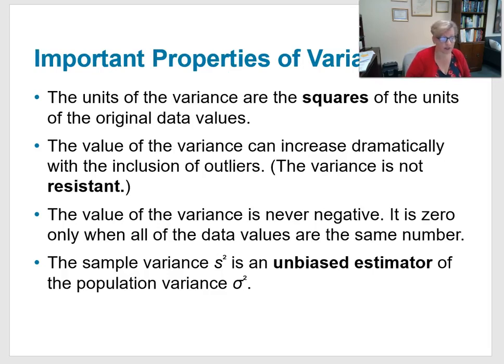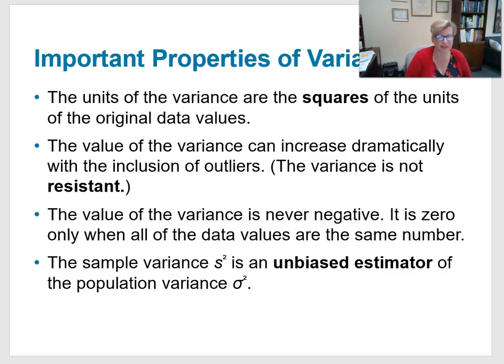Importance of variation. The units are always the square. So if you're talking about minutes, it's minutes squared. If it's feet, you're talking about feet squared. The value of the variance can increase dramatically when you include those outliers. So it's very important that we remember that variance is not resistant. Variance will also never be negative because we know standard deviation is never negative. It's always positive. And if we're squaring a positive number, that should remain positive. So we should never have a negative variance.